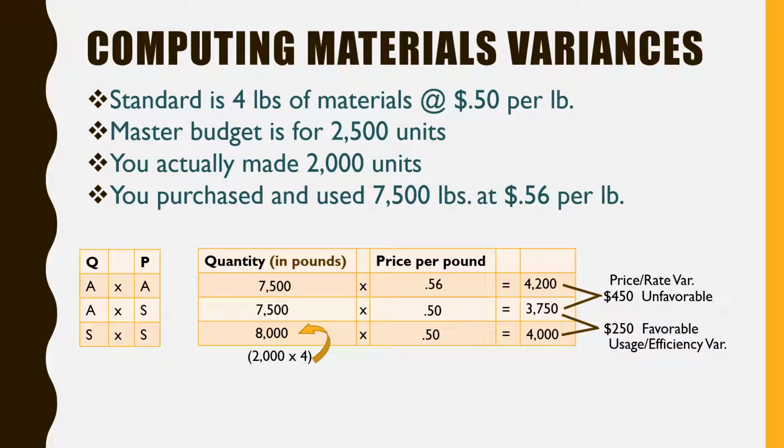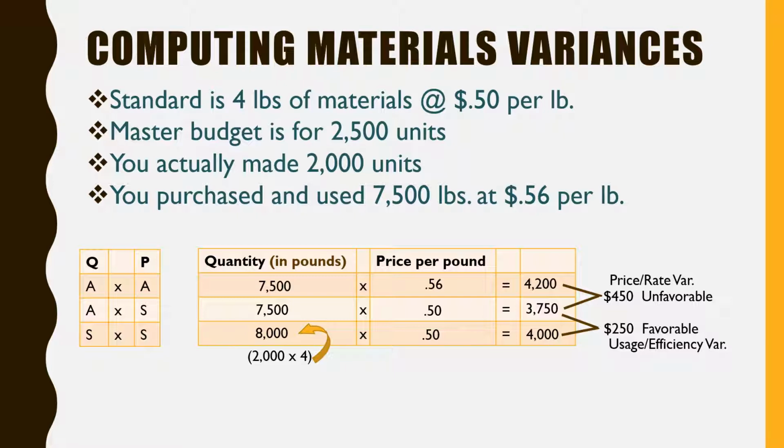We subtract the second two, and there the difference is $250. But notice that's favorable because we should have used 8,000 pounds. We only used 7,500 pounds. So we worked very efficiently, or we used much less materials. So that's called, depending on your book, either a usage or an efficiency variance.